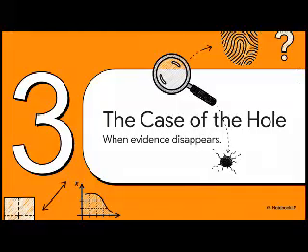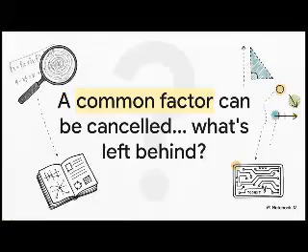Okay, now for a real plot twist. This is a classic, the kind of thing that trips up even seasoned detectives. I'm talking about the case of the disappearing evidence, or what we call a hole in the graph. So picture this. You're investigating your function. You factor the top and the bottom, and you see it, a common factor. And your first instinct is just to cancel it out, right? Simplify things. But listen, in our line of work, evidence never just disappears without leaving some kind of trace.